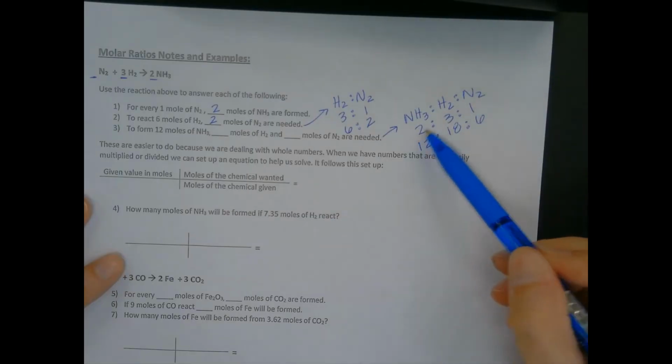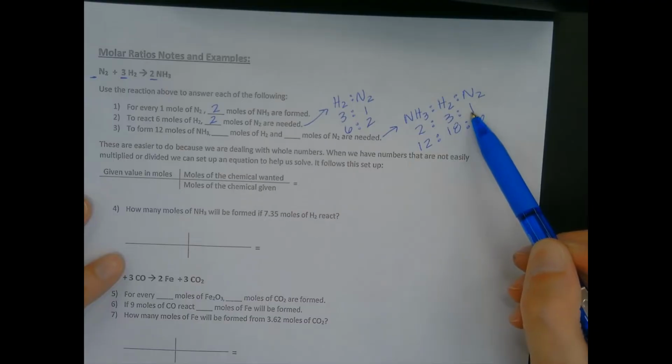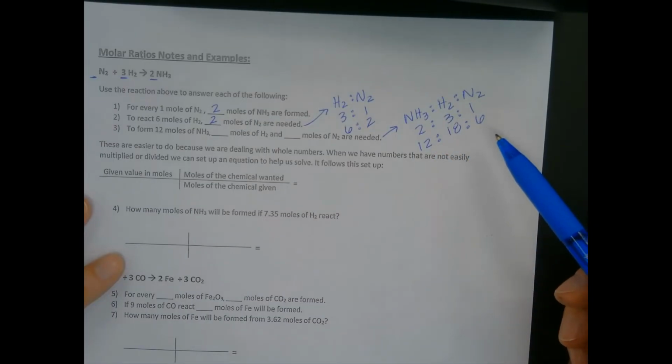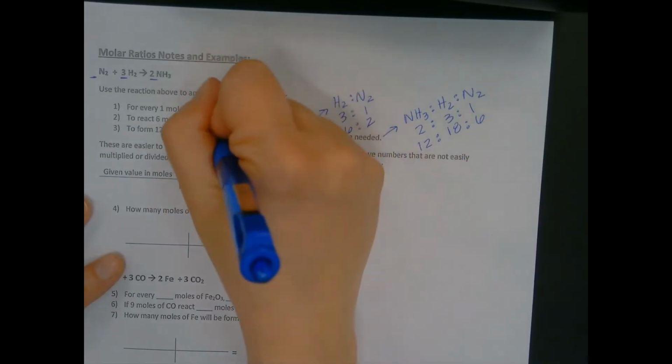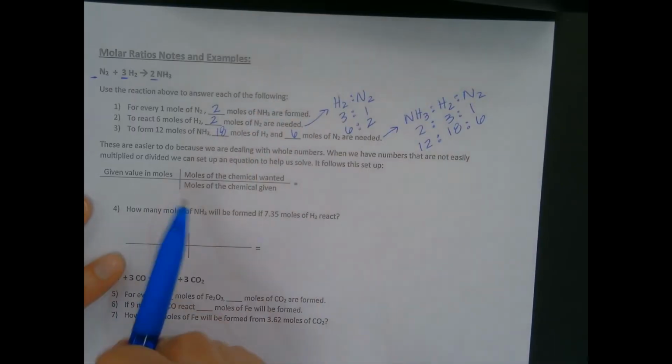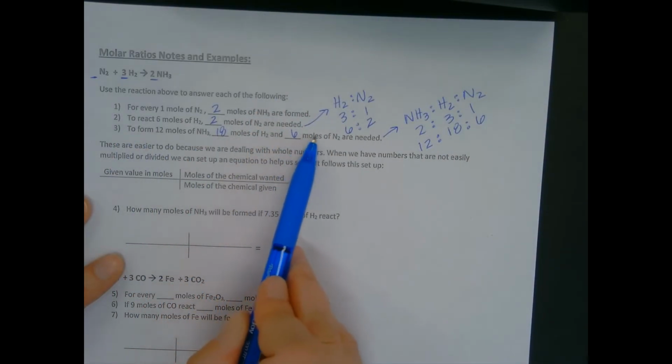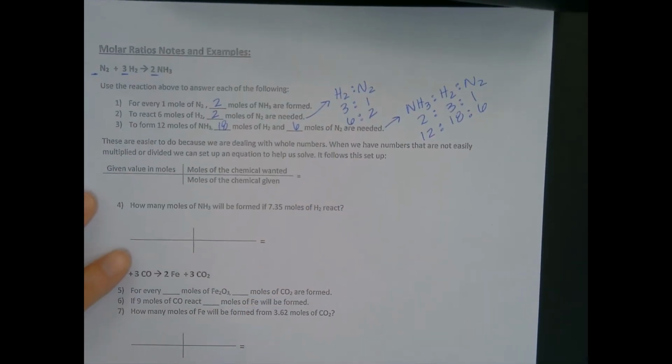6. So this 2 to 3 to 1 is the same as a 12 to 18 to 6. It's the same ratio. It reduces to 2 to 3 to 1. Okay? So to form 12 moles of NH3, 18 moles of H2, and 6 moles of N2 are needed.